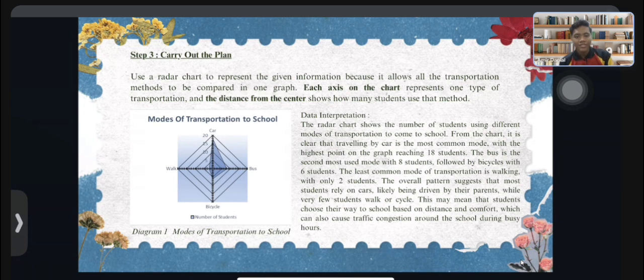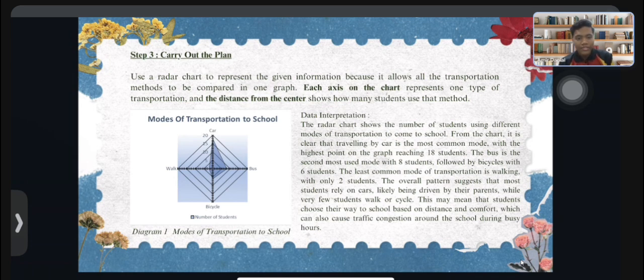From the chart, it is clear that travelling by car is the most common mode, with the highest point on the graph reaching 18 students. The bus is the second most used mode with 8 students, followed by bicycle with 6 students. The least common mode of transportation is walking, with only 2 students.